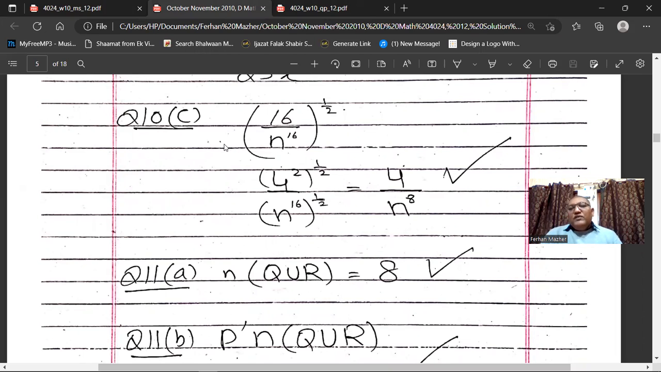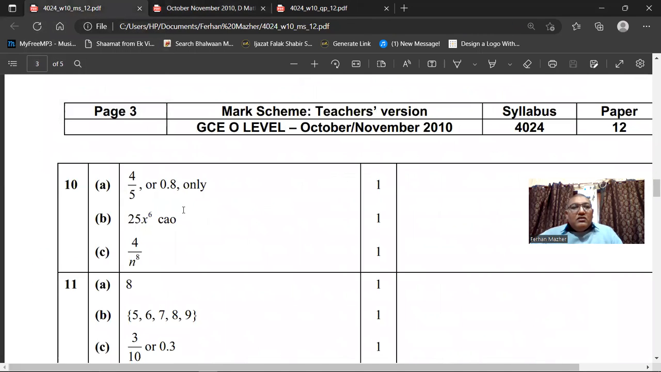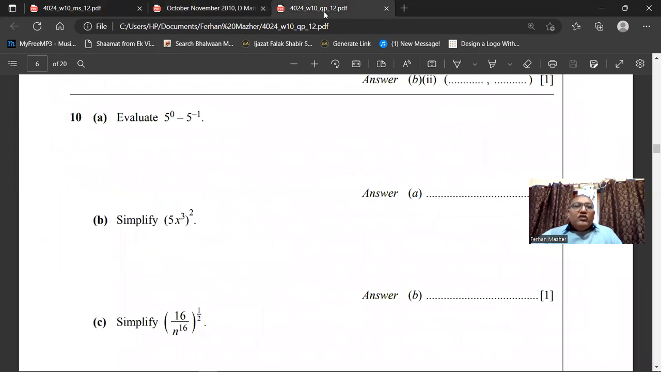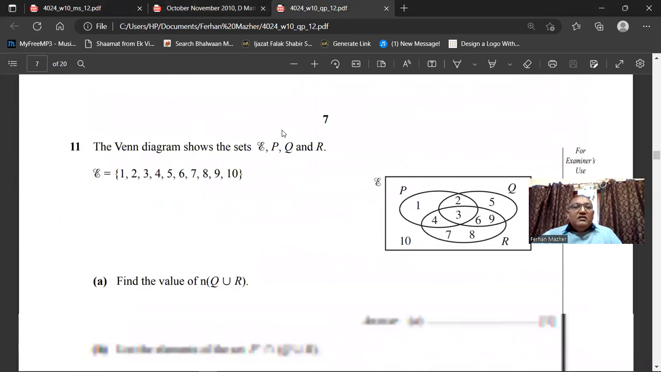So 2 and 1 by 2 will be cancelled. So upstairs you will have 4, and downstairs 16, when it multiplies with 1 by 2, the 2 and 16 will be cancelled, so n raised to power 8. So the answer is 4 divided by n raised to power 8. So our answer is right. So let's go to the next question.